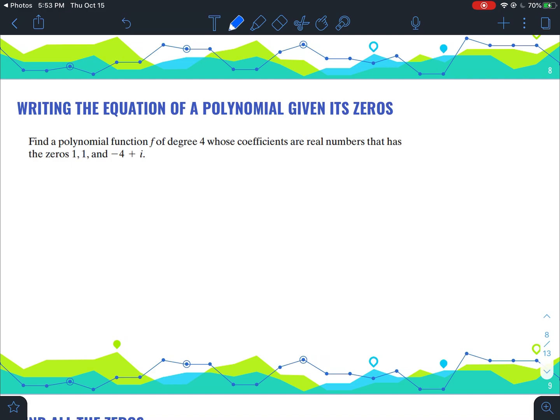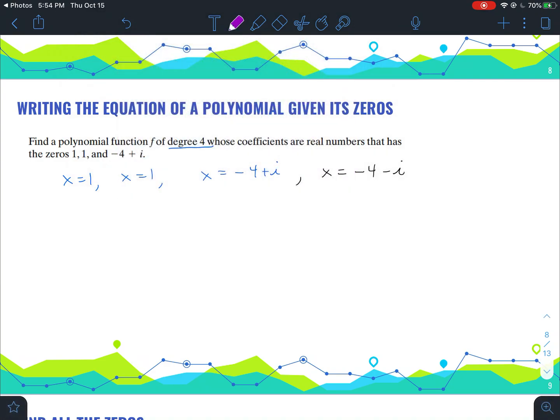So, writing the equation of a polynomial if you know its zeros. Find a polynomial of degree 4 whose coefficients are real numbers that has zeros at x equals 1, and x equals negative 4 plus i. Well, x equals 1 and x equals 1, we're good to go. x equals negative 4 plus i: if that's a solution, then its conjugate is also a solution. So that would be x equals negative 4 minus i. That would be the conjugate.